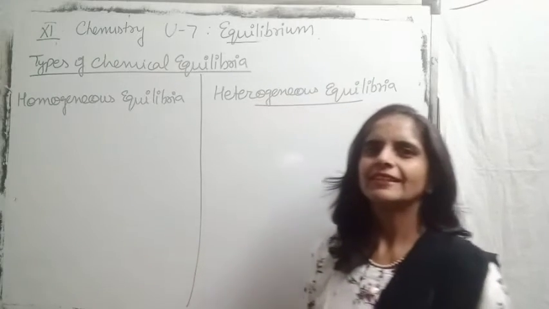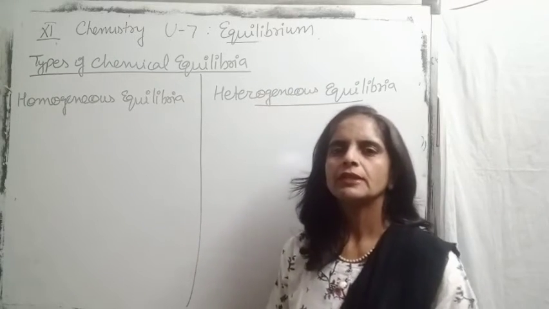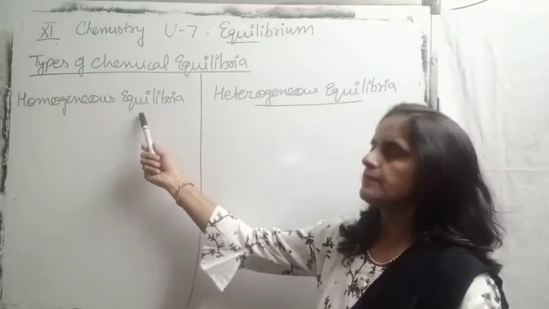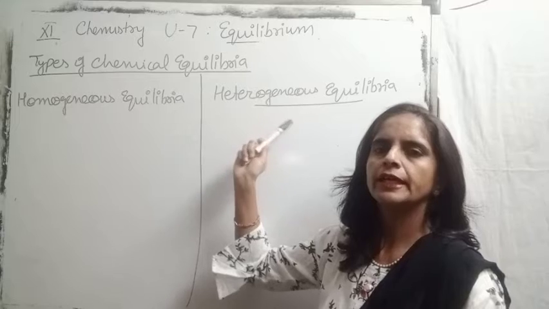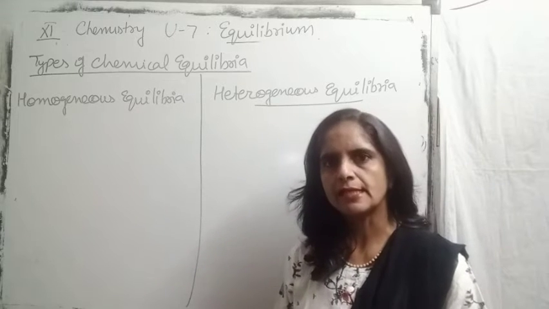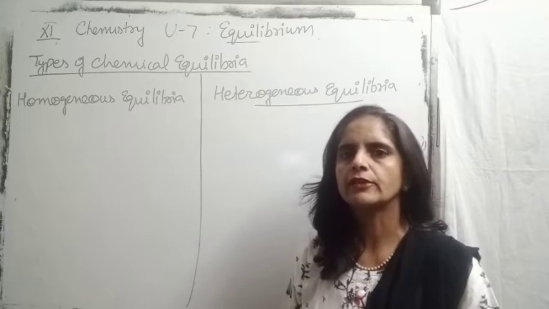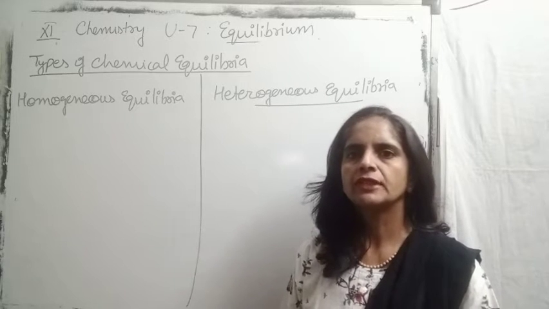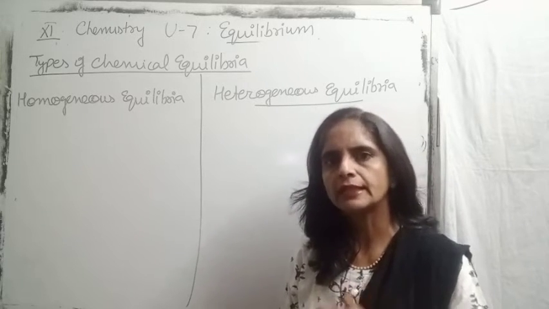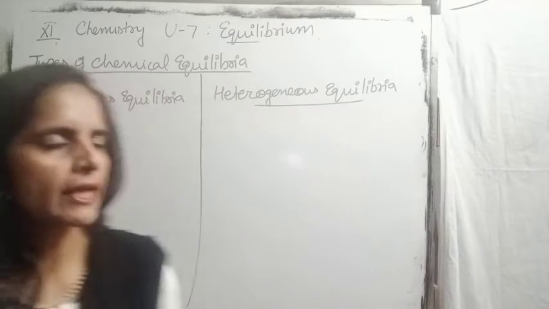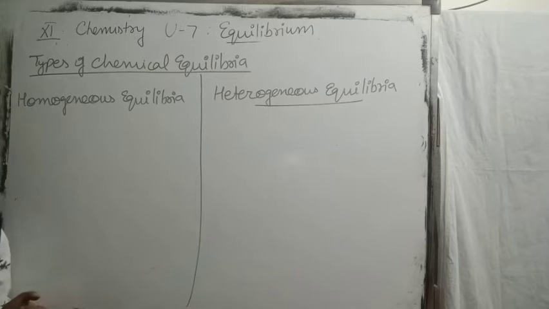Hello children. Today we discuss types of chemical equilibria. It's of two types, homogeneous and heterogeneous. Homo means same, hetero means different. So homogeneous equilibria means the physical state of reactants and products are the same. Means all reactants and products are present in the same physical state. That is termed as homogeneous equilibria.